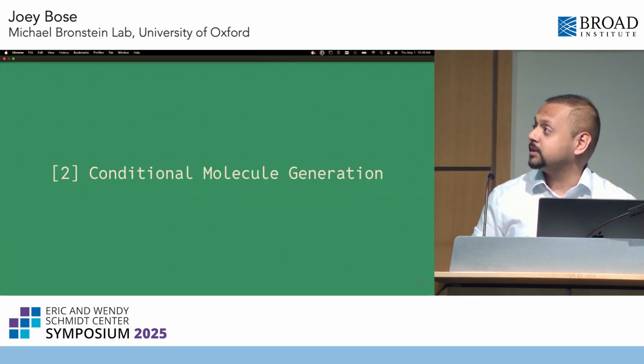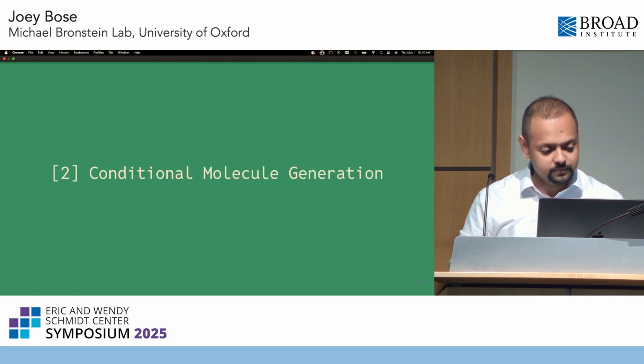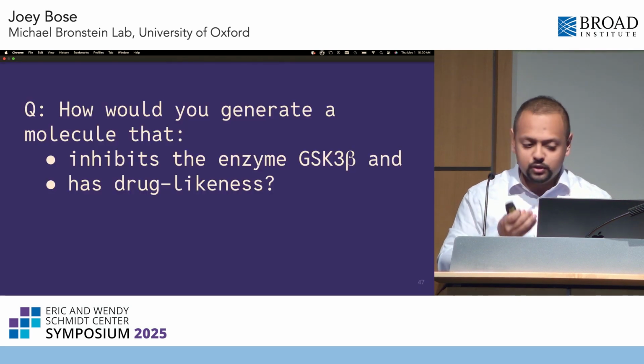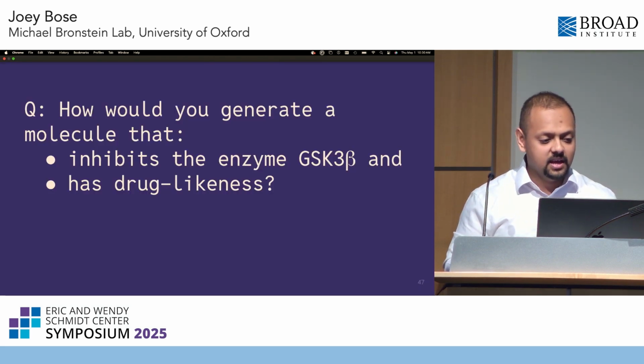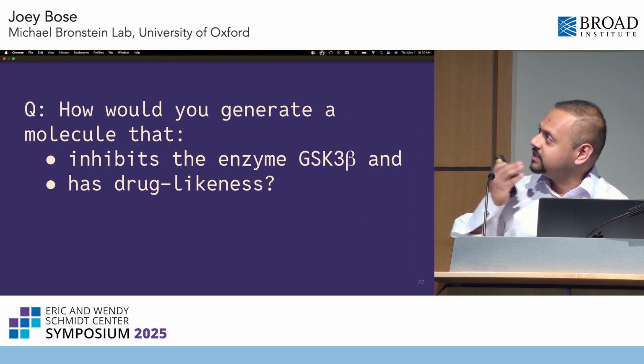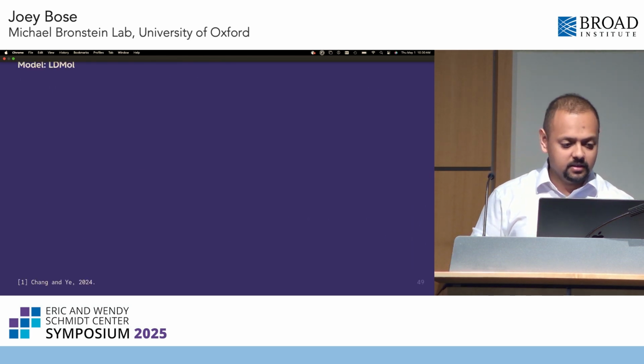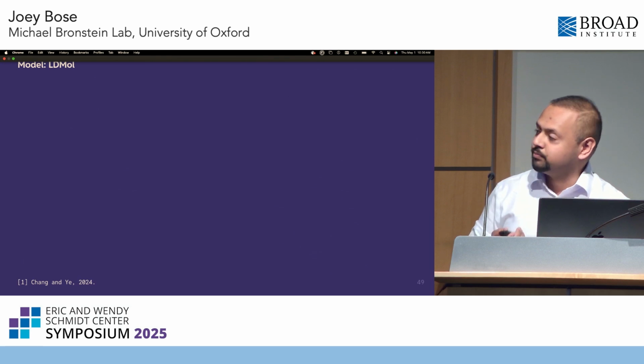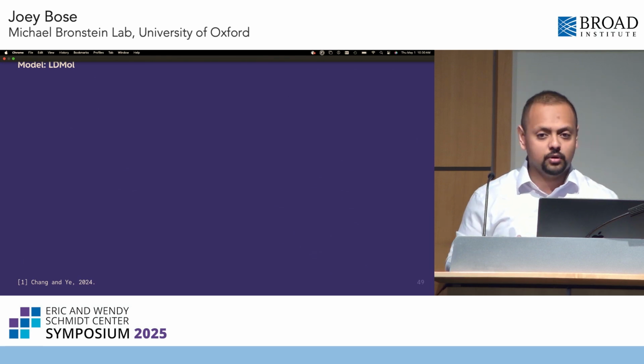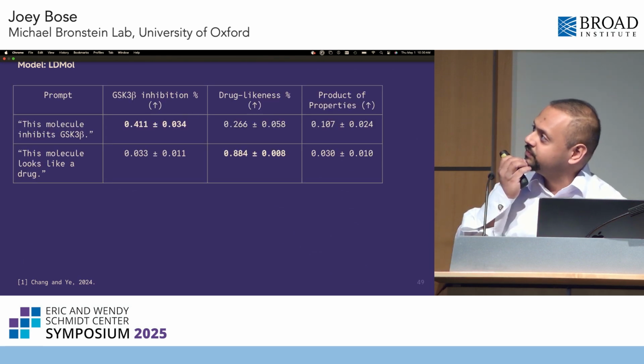So let's look at another application. Let's look at conditional molecule generation. Suppose you want to do multiple property generation, which is to say that I want a molecule that, let's say, inhibits this enzyme GSK3 beta and has high drug likeness. Now, to do this, we're going to use a pre-trained latent diffusion model called LDMol, and we're going to prompt it with the following prompts.